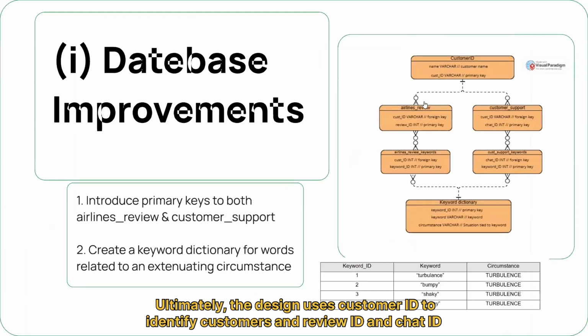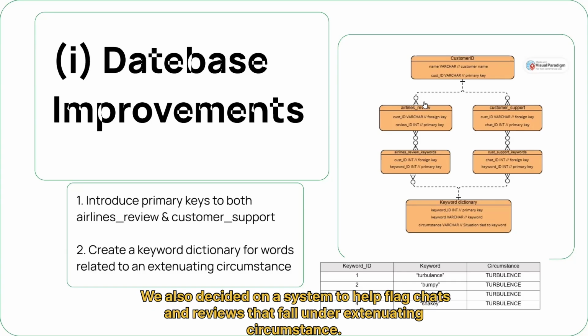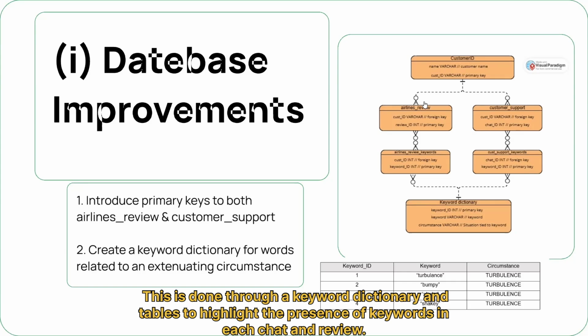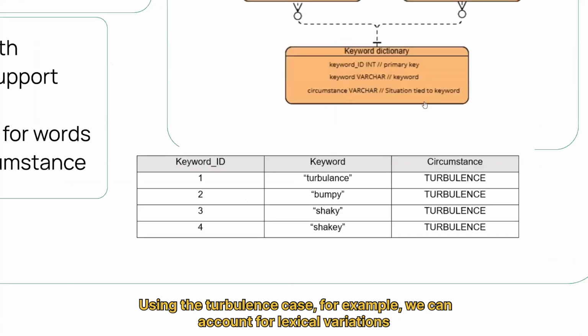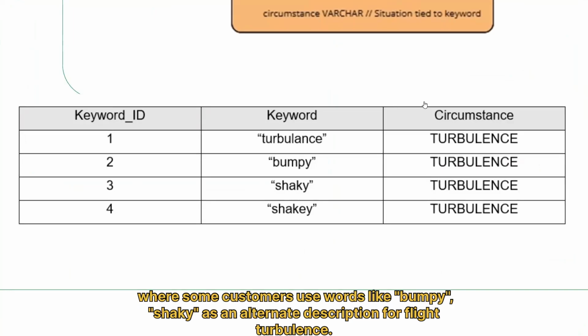Ultimately, the design uses customer ID to identify customers, and review ID and chat ID were introduced to uniquely identify the reviews and support chats provided by the customer. We also decided on a system to help flag chats and reviews that fall under an extenuating circumstance. This is done through a keyword dictionary and tables to highlight the presence of keywords in each chat and review. Using the turbulence case, for example, we can account for lexical variations where some customers use words like bumpy, shaky as an alternate description for flight turbulence.